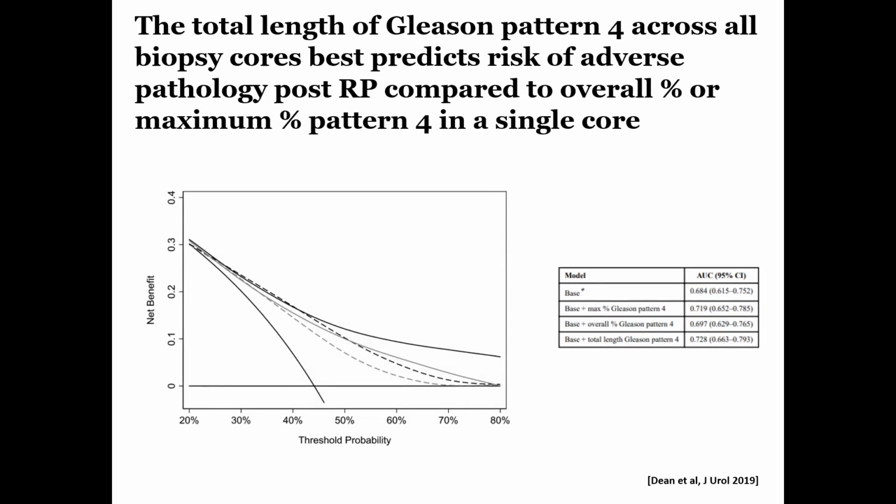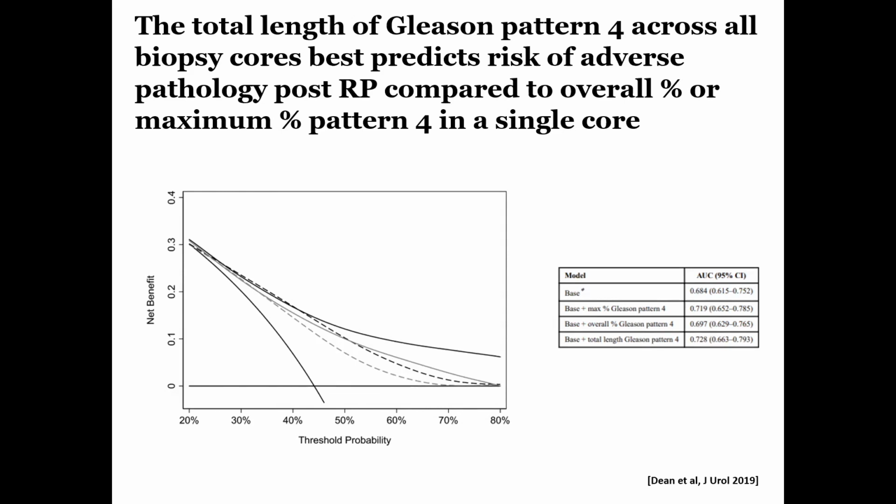We determined the total length of Gleason pattern 4 across all biopsy cores best predicts risk of adverse pathology post-radical prostatectomy compared to overall percentage or the maximum percentage of pattern 4 in a single core. This makes sense given there's variability in the percentage of pattern 4 based on the total length of tissue on each biopsy core.